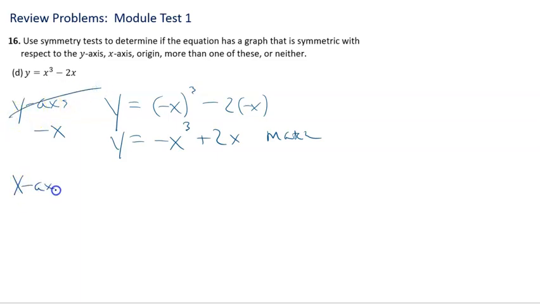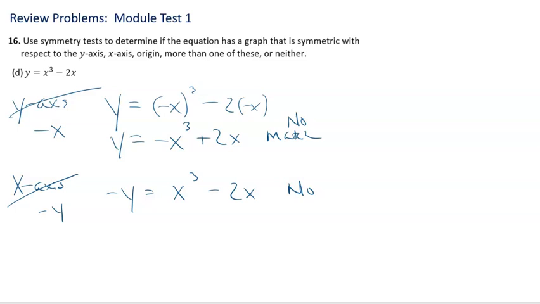We check x-axis symmetry by plugging in negative y for every y. So I have negative y is equal to x to the third minus 2x. Does this equation match the original equation? No. And if I multiplied everything by negative 1, it still wouldn't match. So this is a no match, which means no symmetry, right? I should have put no match here. Made it look like it matches. It's not a match, all right?